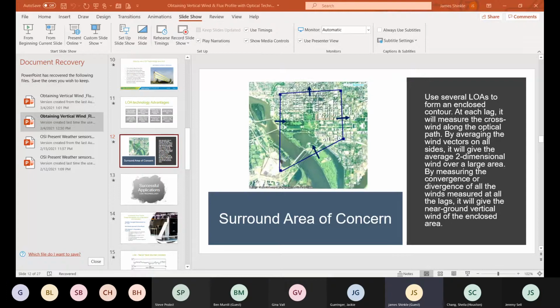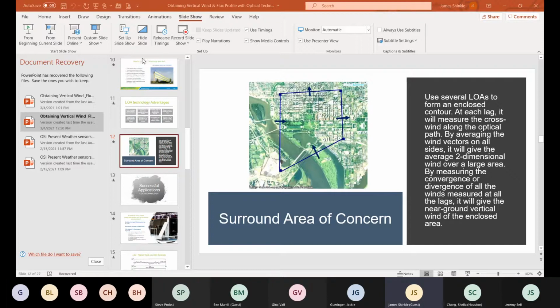And then by averaging those wind vectors on all sides, it'll give you an average two-dimensional wind over that large area. So in this, we would see everything coming in from here. You see we're shooting over the river. You get everything coming from here, everything going out. So this is bi-directional, but we can see everything and anything coming into this area of concern. So we kind of have our own little meteorological area of concern that we can do. So surrounding an area of concern is important.